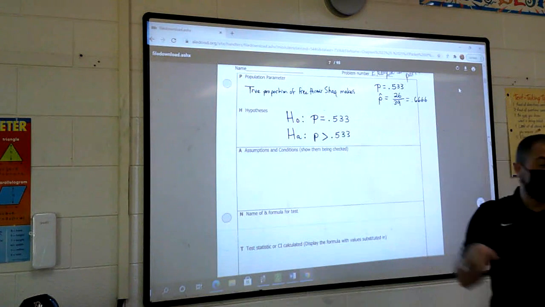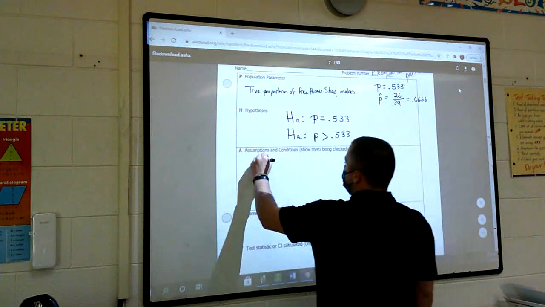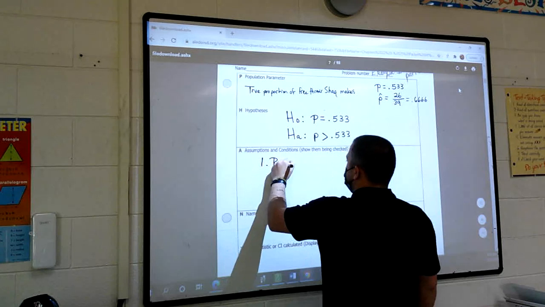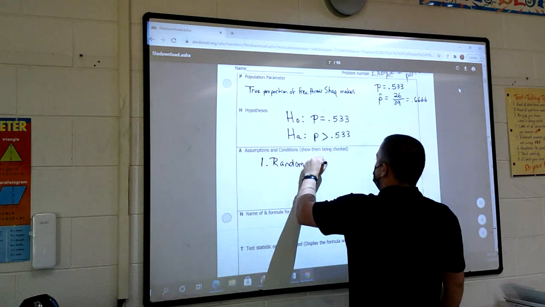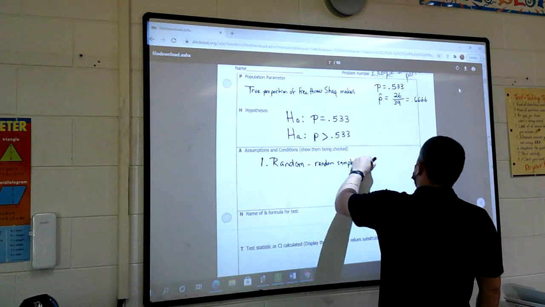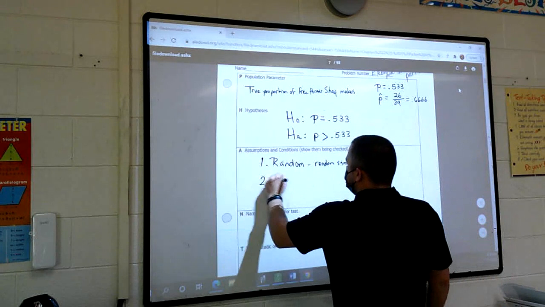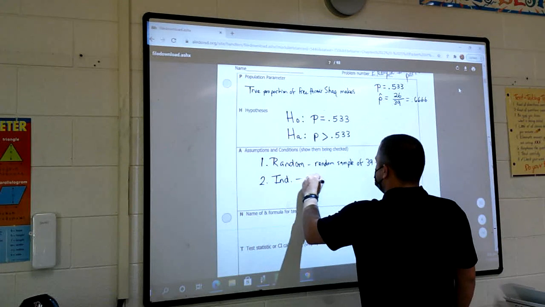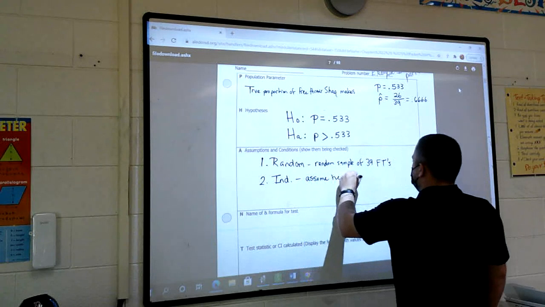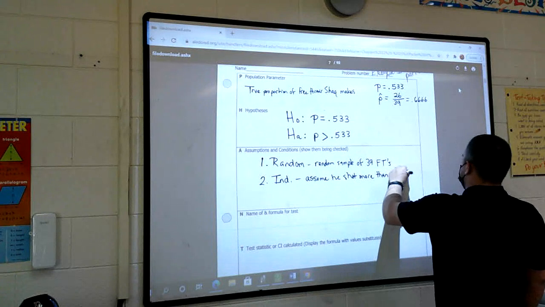Now, you have to look at these problems to tell if it's a not equal to, a less than, or greater than. All right, assumptions and conditions. Those we don't have to remember. One is random. It said a random sample of 39 free throws. Right. Number two is independent. We assume he shot more than 390 free throws.